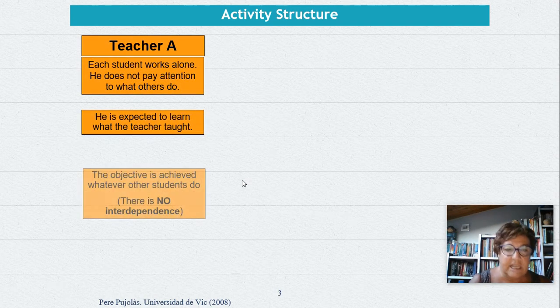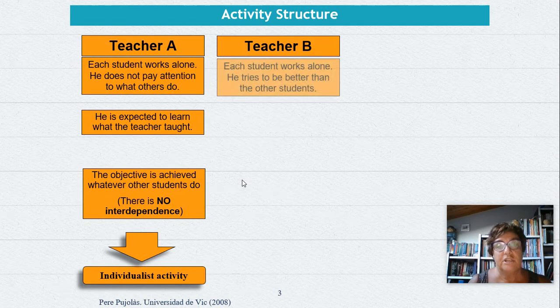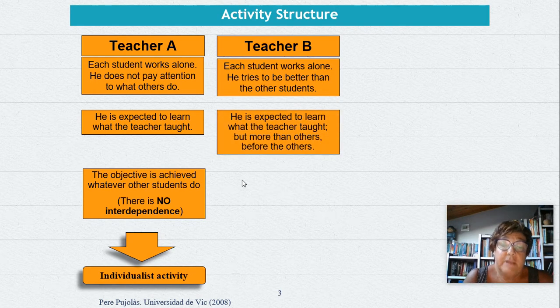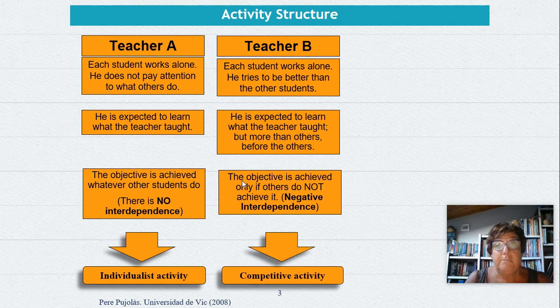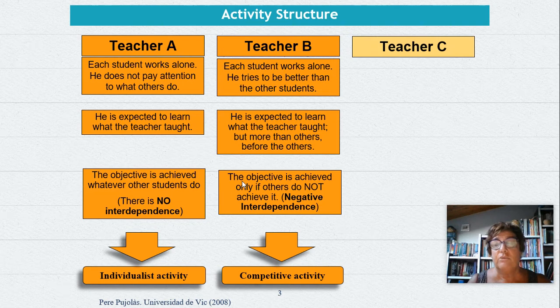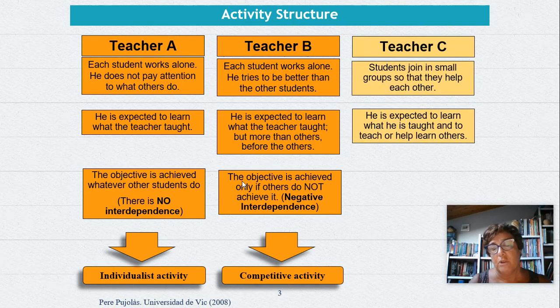Both in the individualistic and in the competitive situation, the student is expected to learn what the teacher has taught him or her, right? But in the first case, the objective is achieved no matter what other students do. Whereas in the competitive, the important thing is that the student does not only do his best, but also better than the others. We don't usually foster this type of competition in the class, right? We tend to do a lot of individualistic activities, and I think that we should turn into more cooperative, right?